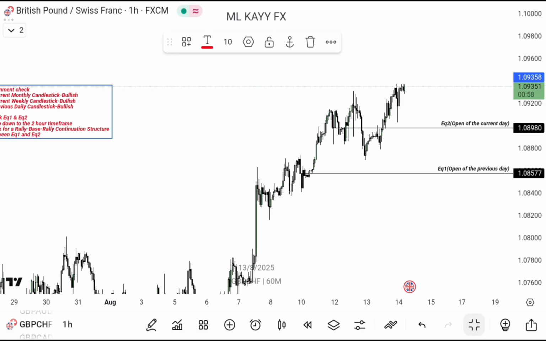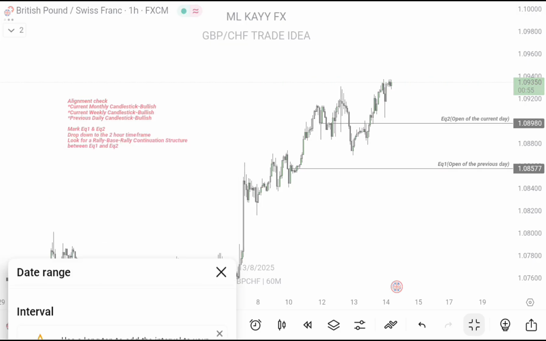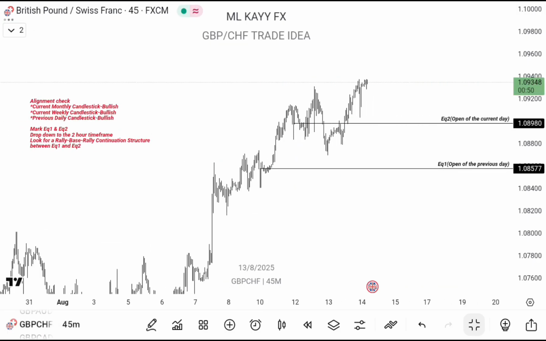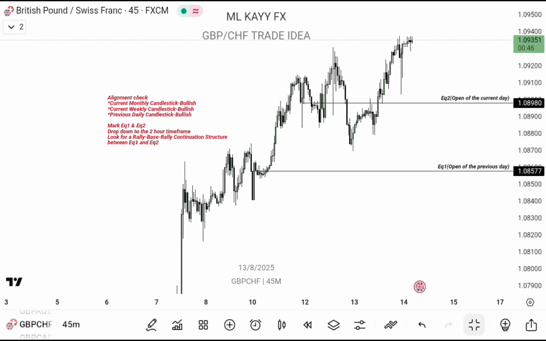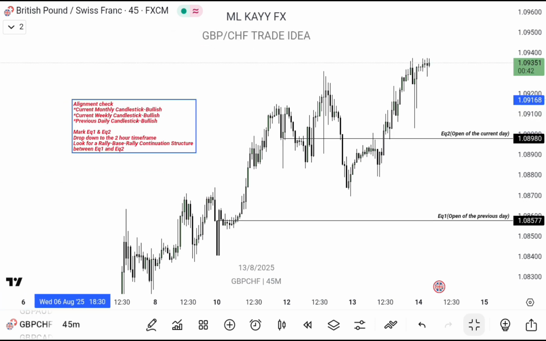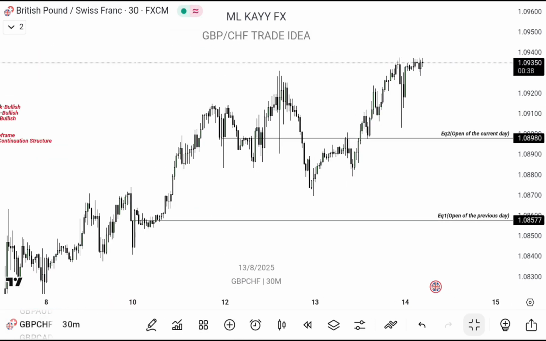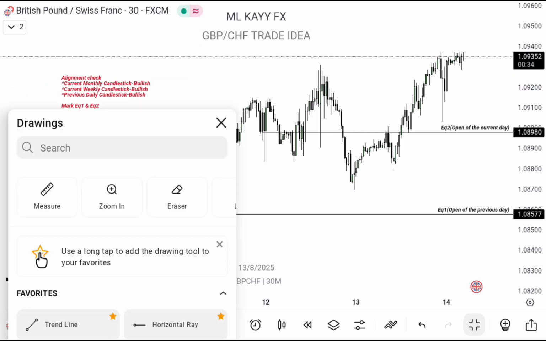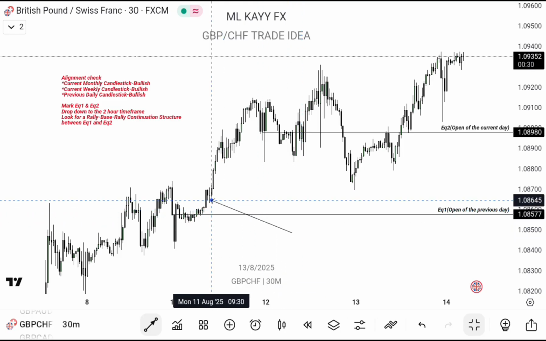Going down to the 1-hour time frame, let me quickly adjust my text. There's nothing. 45-minute time frame also, there's nothing much to be seen, up until the 30-minute time frame. And on the 30-minute time frame, that's where we get to see our rally base rally, right?